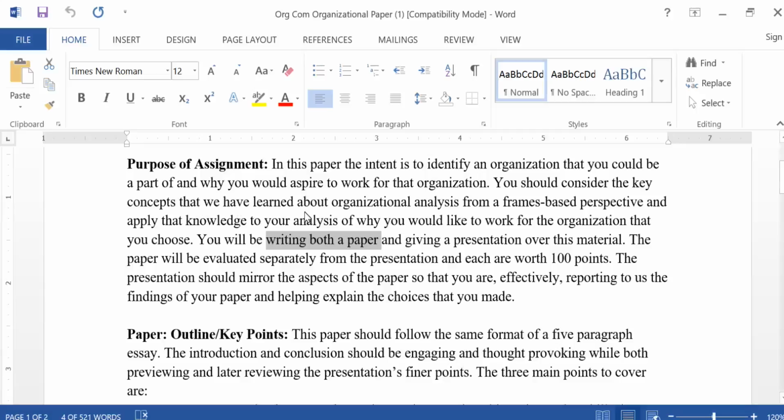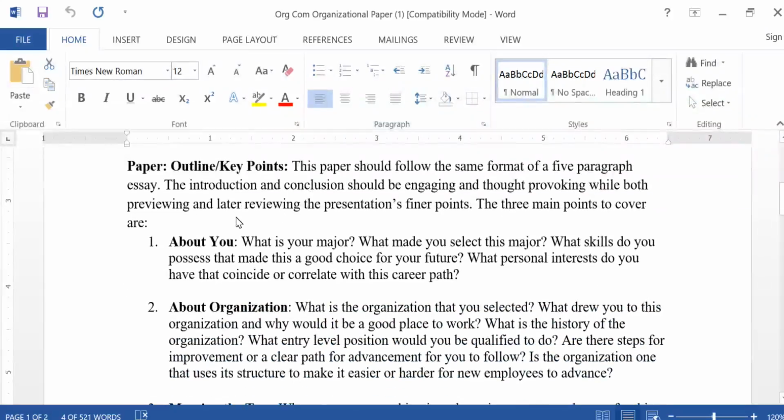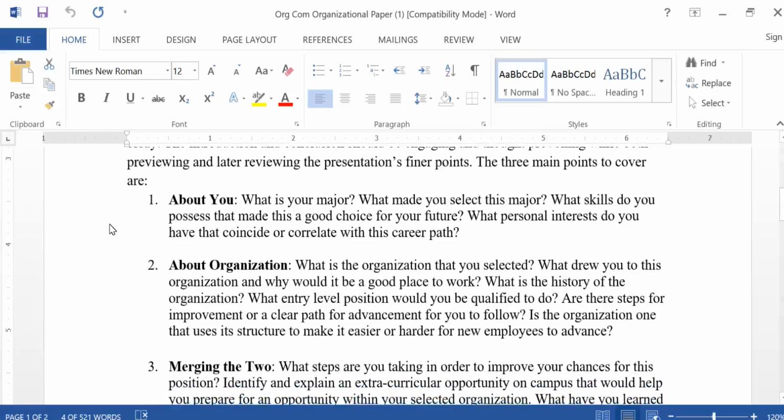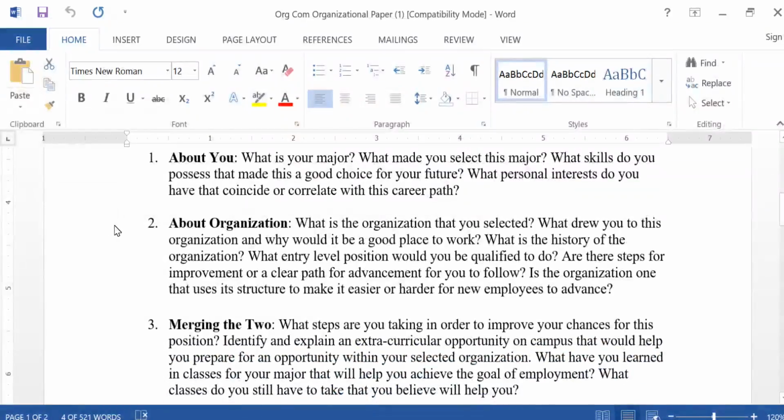I think ultimately what I would do if I were in your position is mirror that of a 5-paragraph essay. I want an introduction that tells me what you're going to do and gets me interested in the subject matter. And then the 3 main points that I would choose would look like this. Tell me something about yourself, tell me about the organization, and then merge the two. Why do you fit within that organization? So we'll take it step by step.